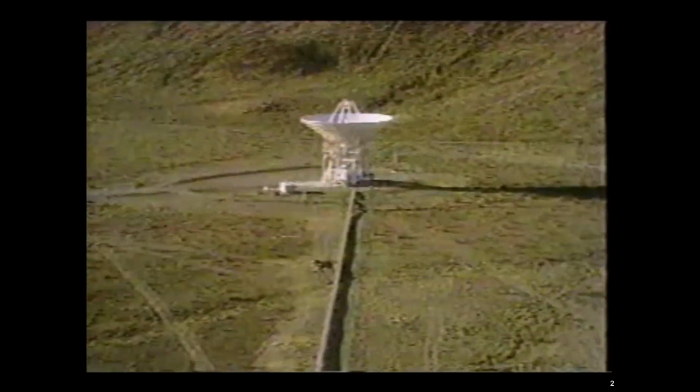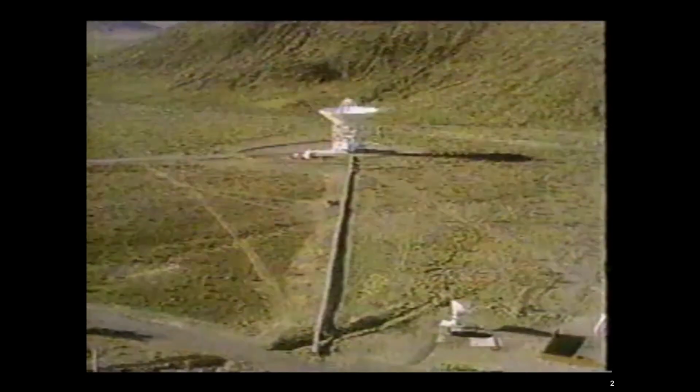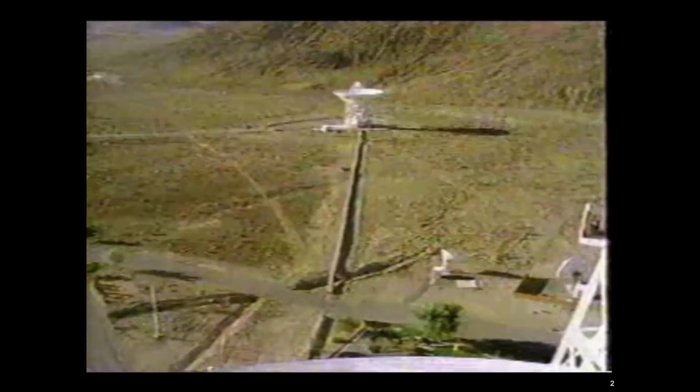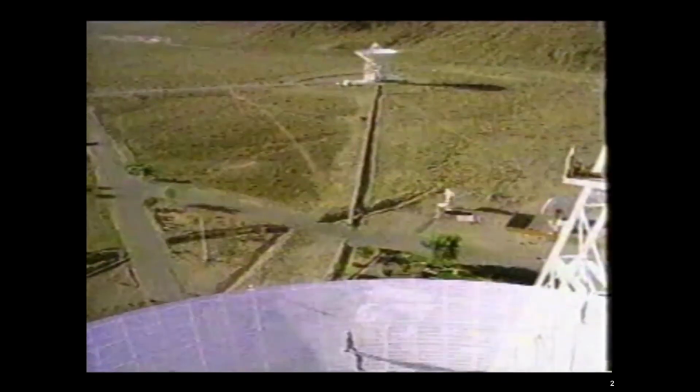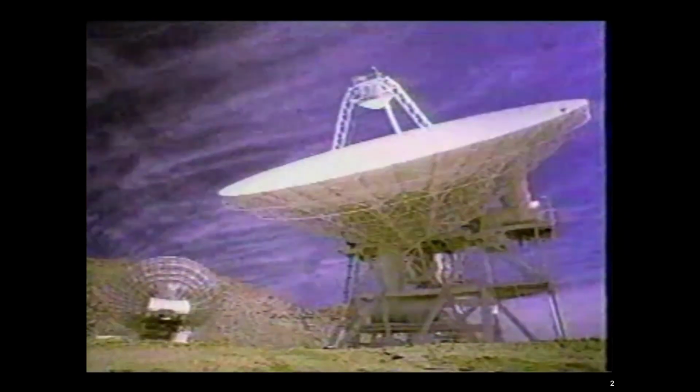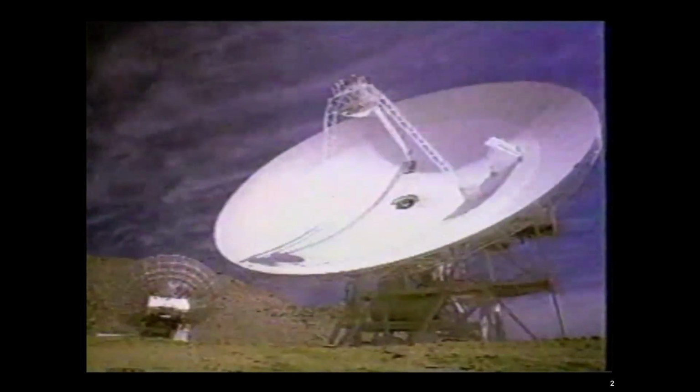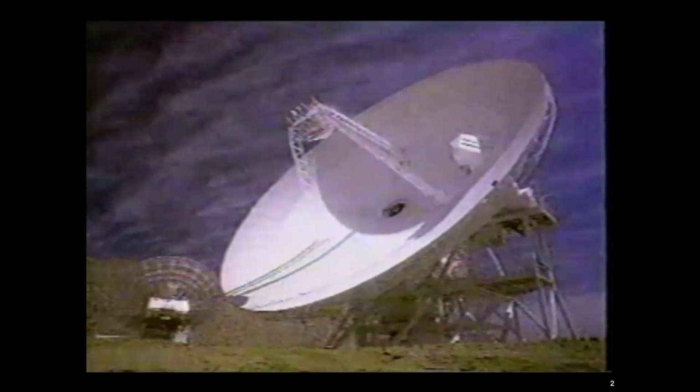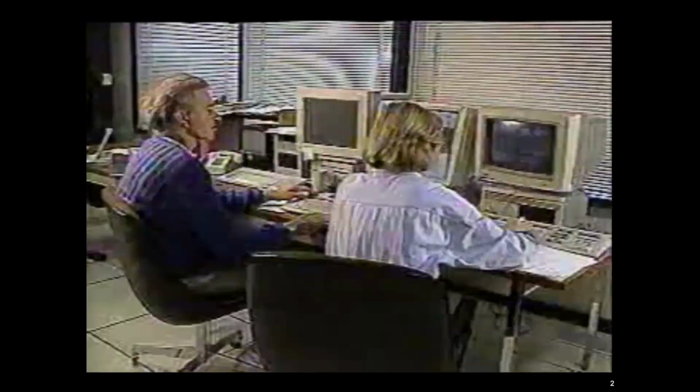In many ways, a radio telescope operates very similarly to an optical telescope in the sense that there's a large collecting area, a parabolic surface that serves as a kind of light bucket to collect the radio photons, the electromagnetic waves that come in from space. And the parabolic dish then focuses the radio waves into a receiver, which is then recorded these days by computers.